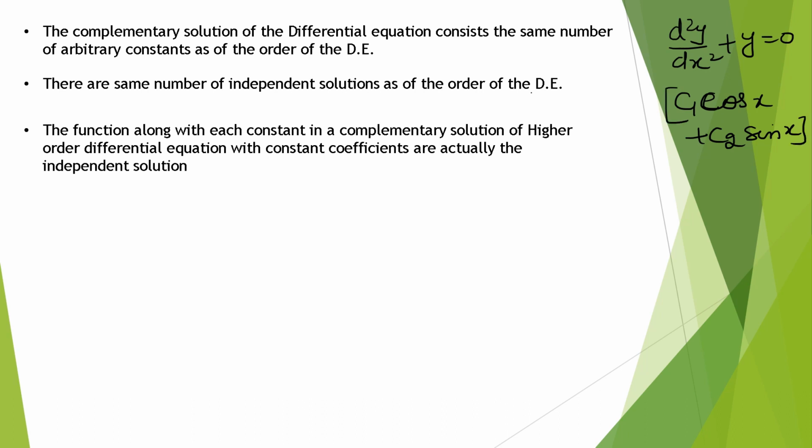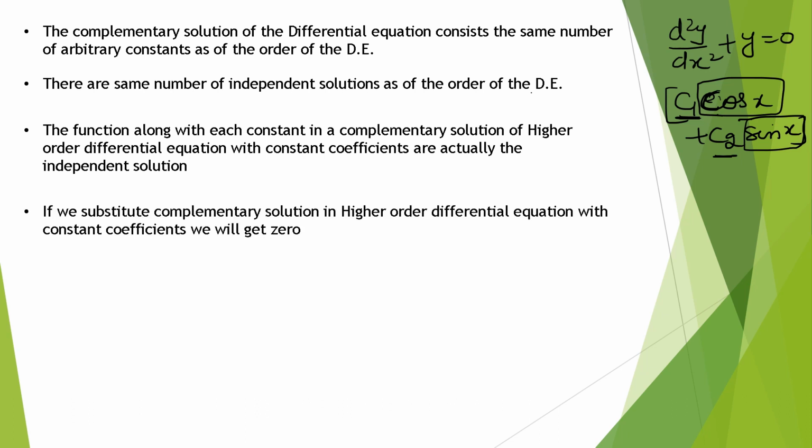If you are not aware of how to find this, then please go and check the previous video. Otherwise, I'll put the link in the description box. So here, along with C1, we have the first function, cos x, and along with C2, we have the second function, sin x. So these are actually the independent solutions. Whatever you have along with the constants in your complementary solution are the independent solutions.